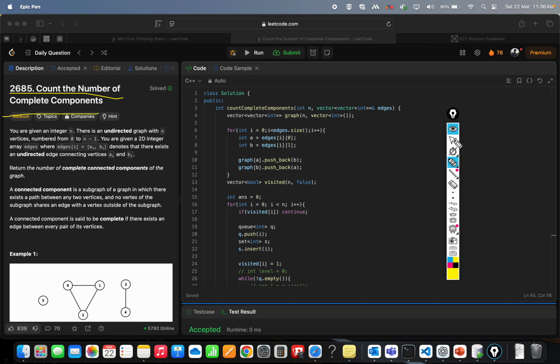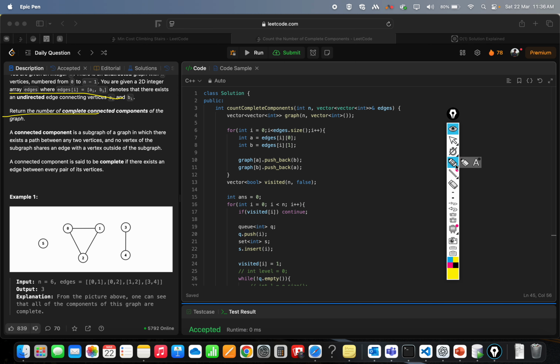Let me explain the component first. A component is a subgraph of a graph which has separate connections. So these three are the components of a graph. And a complete component is a component in which all the nodes are connected with each other.